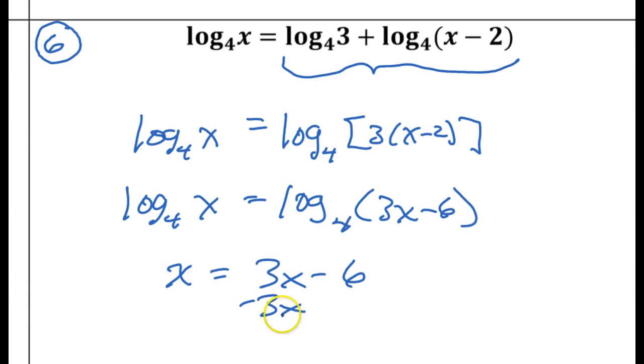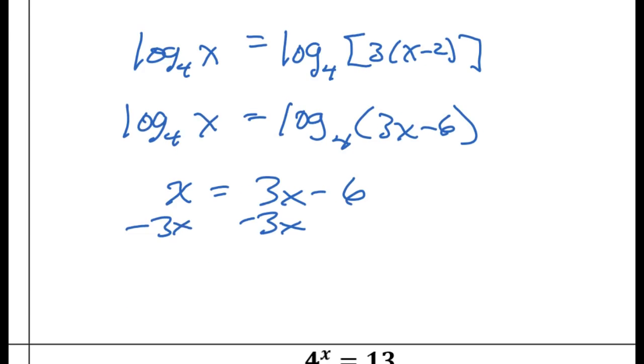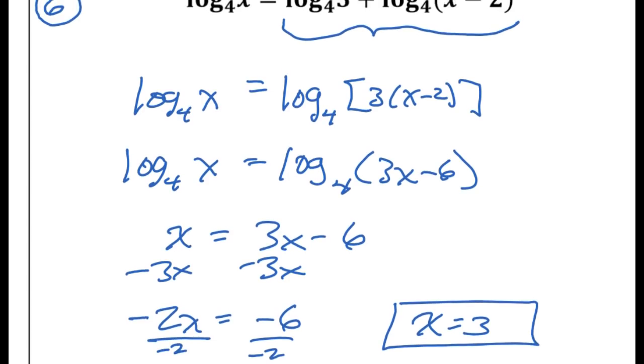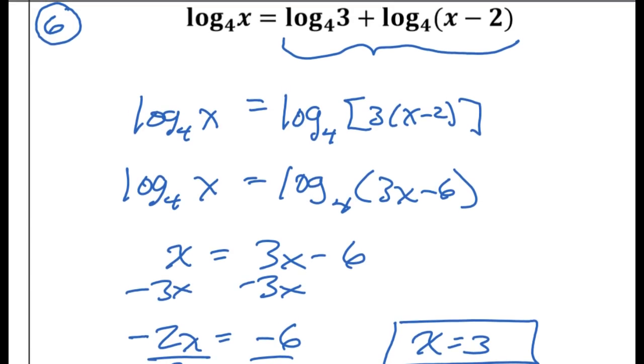Okay, so I would subtract 3x from both sides. We're back in Algebra 1 again. So that's going to be negative 2x is equal to negative 6. And then if we divide both sides by negative 2, we're going to get x is equal to positive 3. Is this extraneous, or is this okay? It's okay. I'm looking back at the original problem to make sure I don't get a negative number when I plug it in. All right, 3 minus 2 is positive 1, so that's fine.